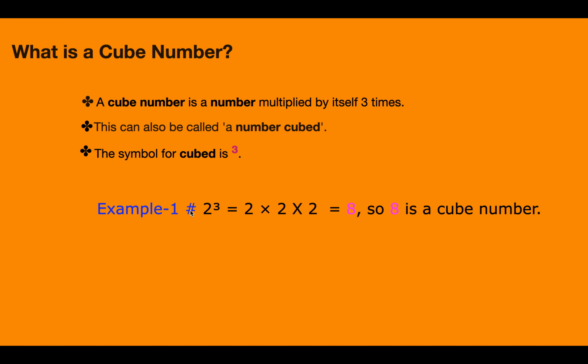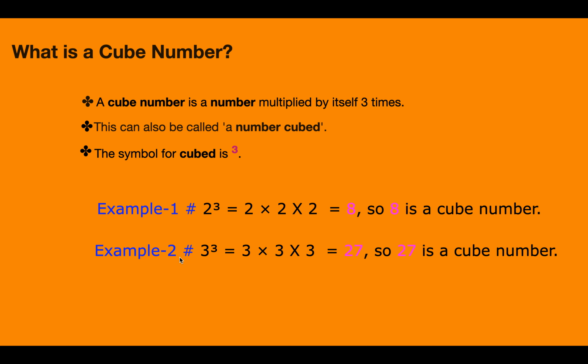Example 1. 2 cubed equals 2 times 2 times 2. That equals 8. So 8 is a cube number. Then we get to example 2. 3 cubed equals 3 times 3 times 3. So 27 is a cube number.